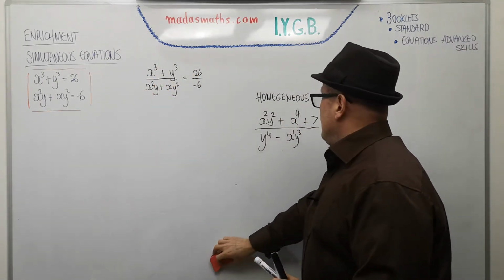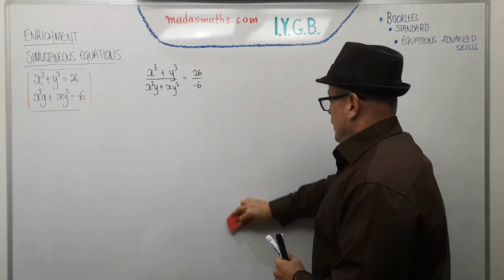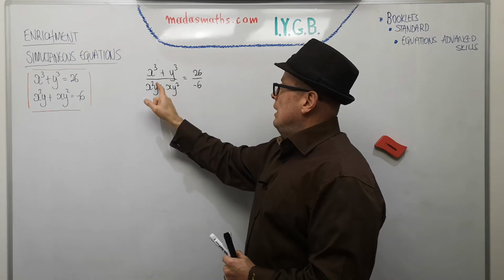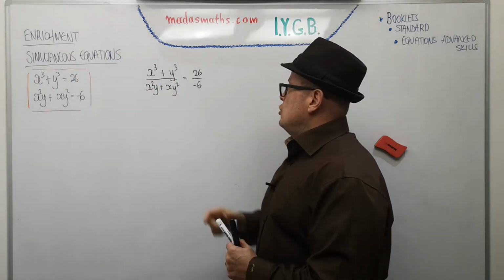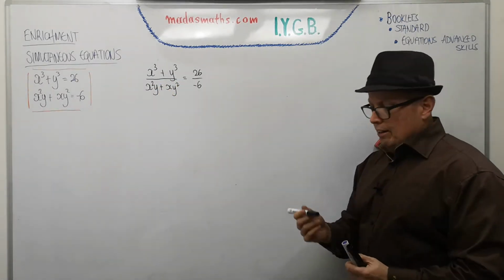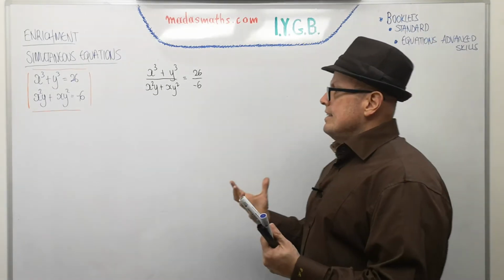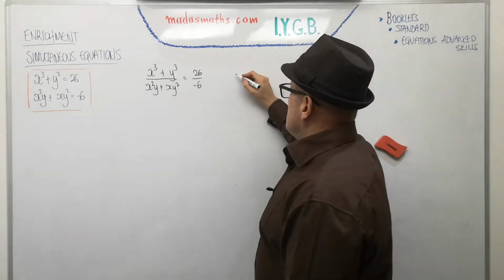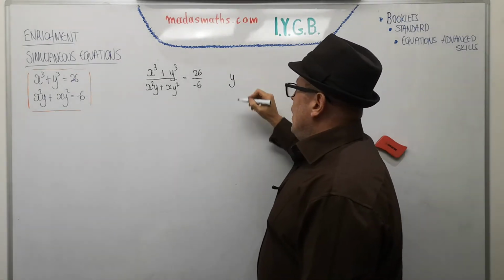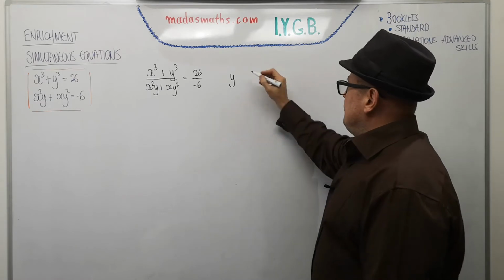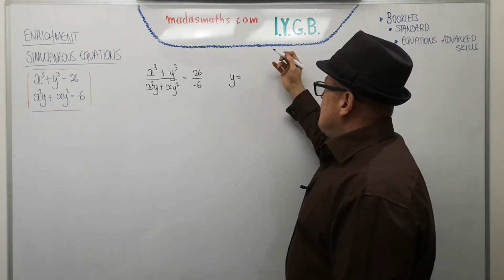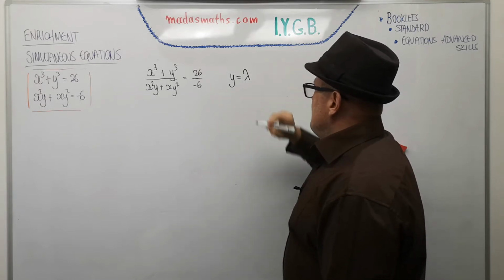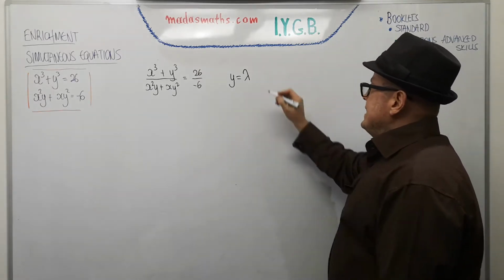This is homogeneous because each and every term in this particular fraction is cubic. Cubic, cubic. 2 plus 1 is 3, 1 plus 2 is 3. And when that happens, we can use a substitution. The idea is exactly the same as the substitution we use in differential equations. We're going to call our y, or our x, I prefer to do the y, equal to some variable, some parameter. You can use any letter you want. I'm going to use lambda for this particular one. y is lambda x.